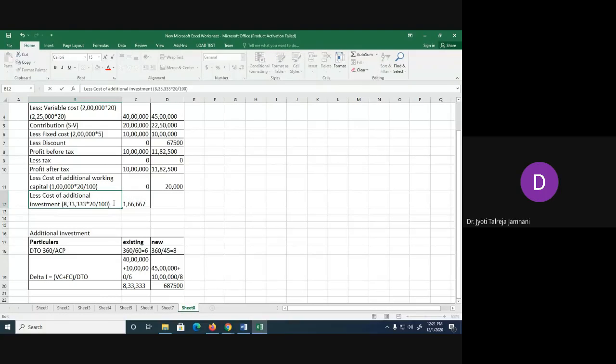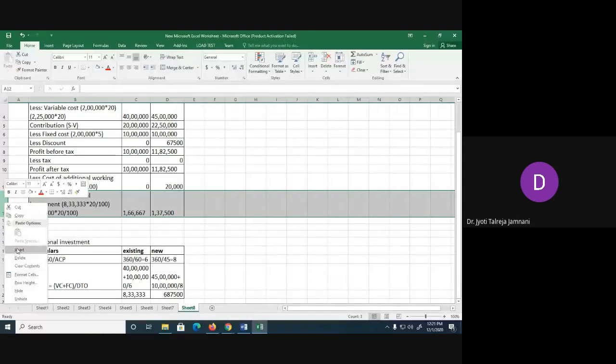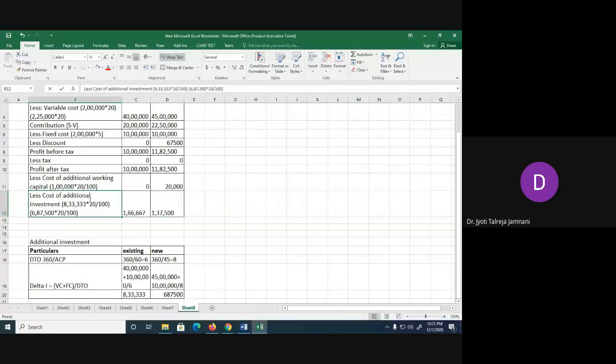And for the new plan, it is 6 lakh 87,500 into 20%. So you get 1,37,500. So here when you minus, you get the profit.